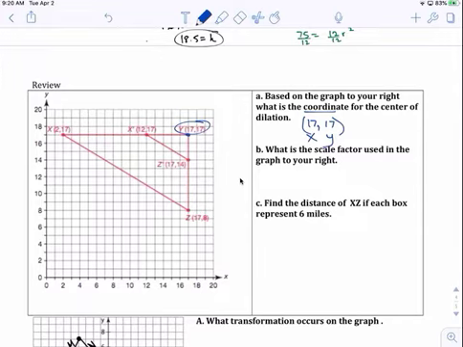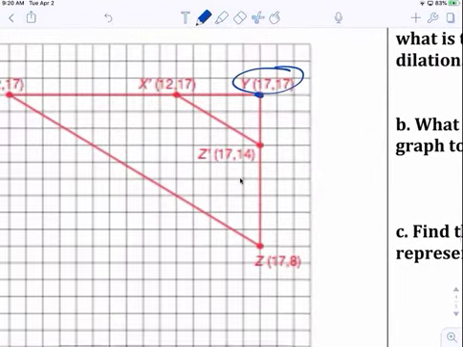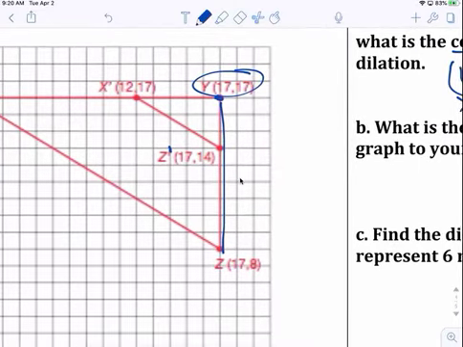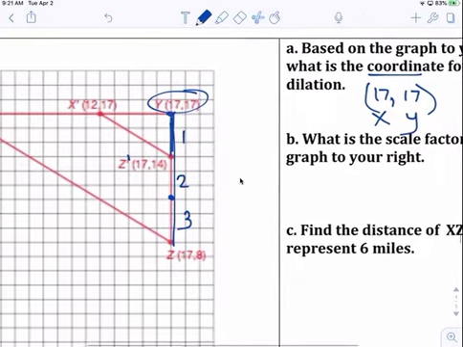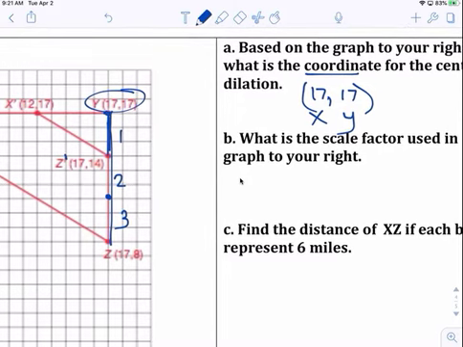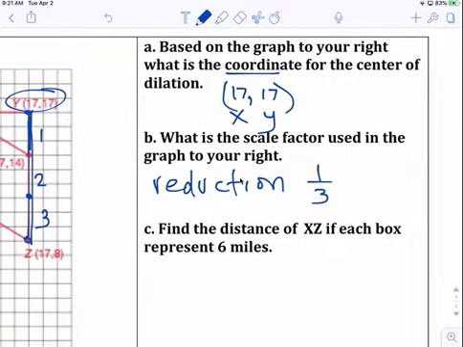What is the scale factor for the graph to your right? Okay, this has a prime, so it went from big to small, so it's a reduction. That means it's going to be a fraction. So it's a reduction instead of a dilation. Reducing from 3 to 1, a reduction of 1/3. 1 out of 3.